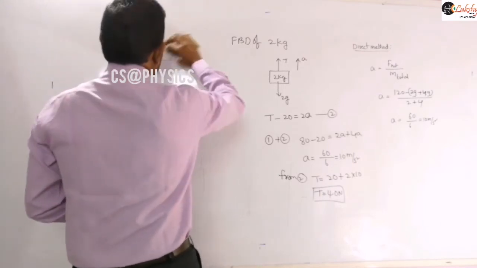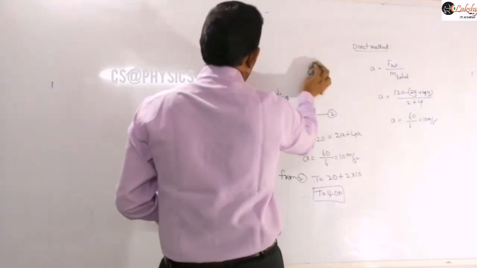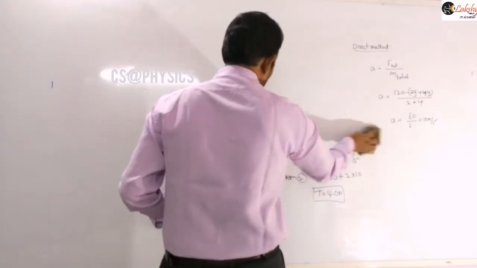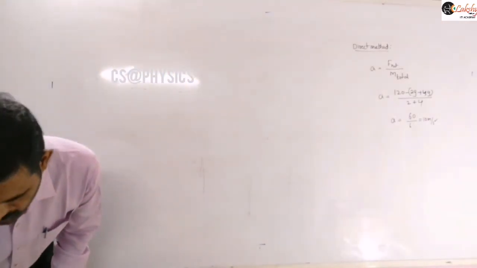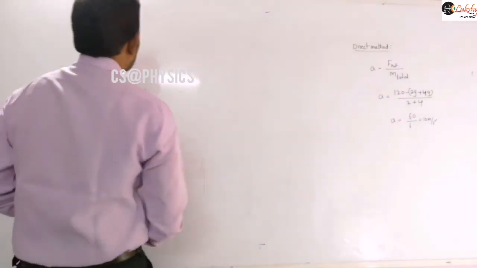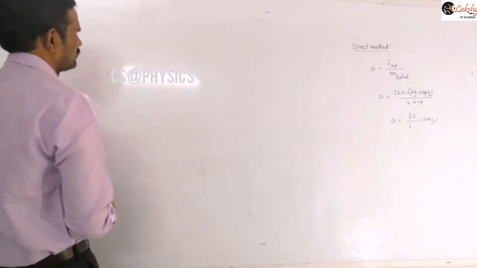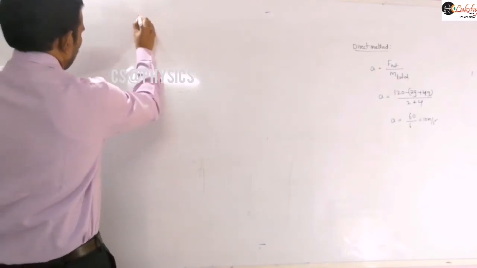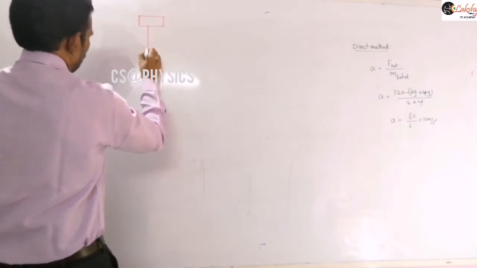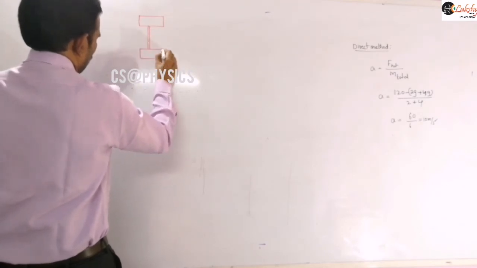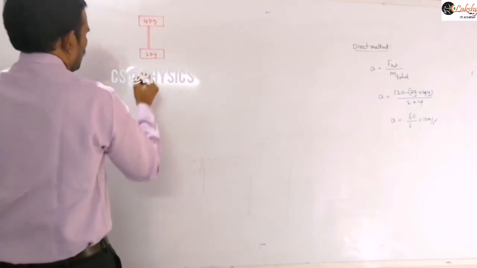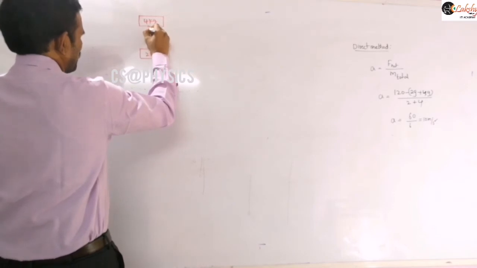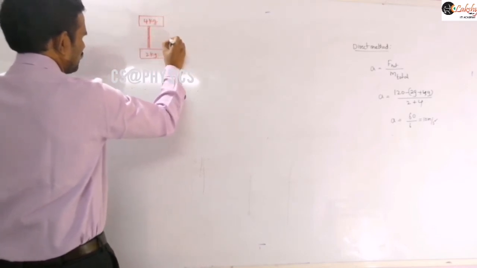And now let us take the same problem by having that string having that mass also. So now let us see that problem. Now I am considering the mass of the string here. So this is 4 kg and this is 2 kg block, and this is a uniform rope, let us consider. It is having a mass of 1 kg.